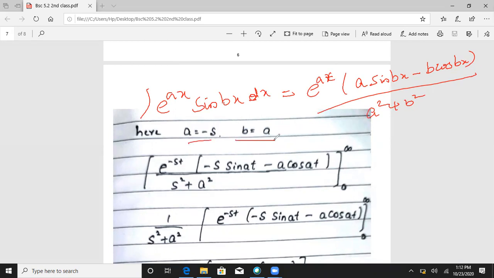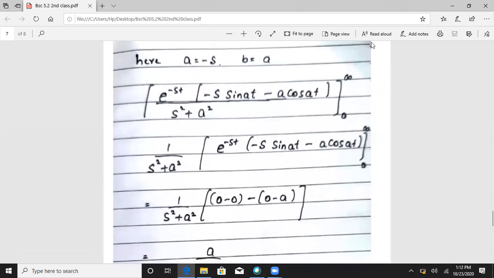Let's start this one. e to the power ax means e to the power minus s into t. Then in the bracket, a is minus s, sin at, minus b means a into cos at, divided by s square plus a square. So a square plus b square we have: a is minus s, so minus s whole square is always equal to s square only. That's why we write here s square plus a square.